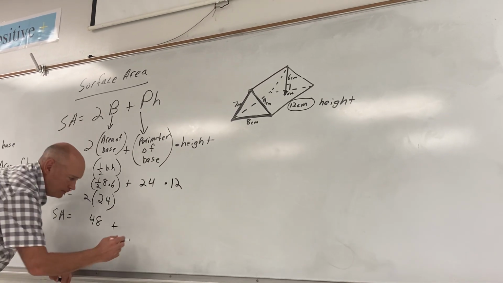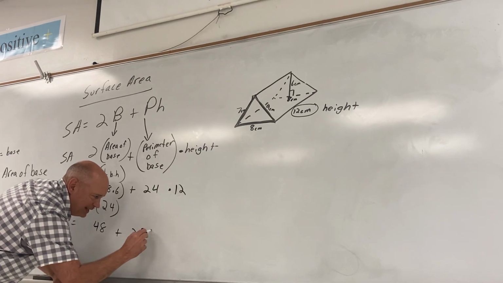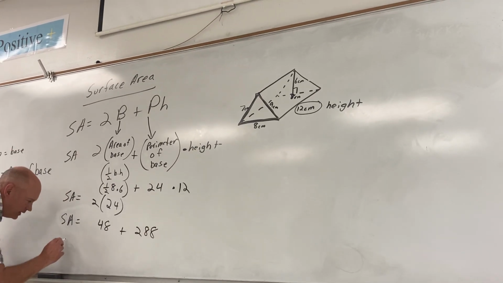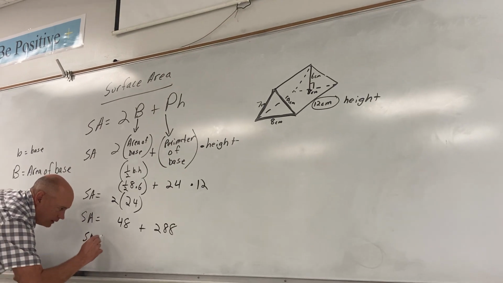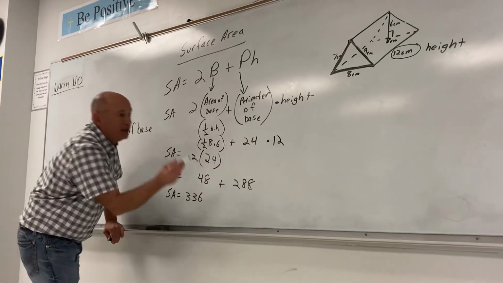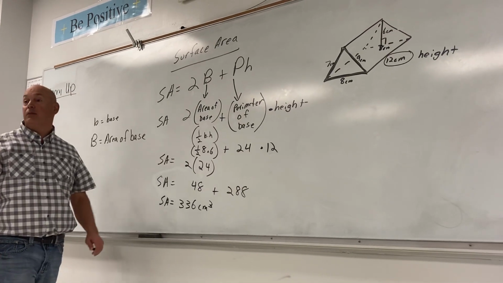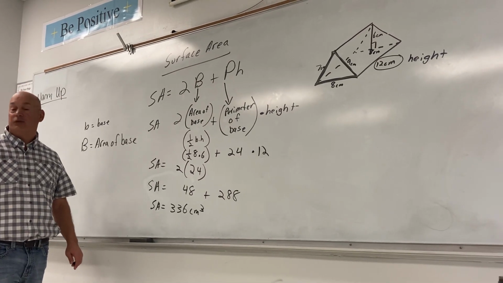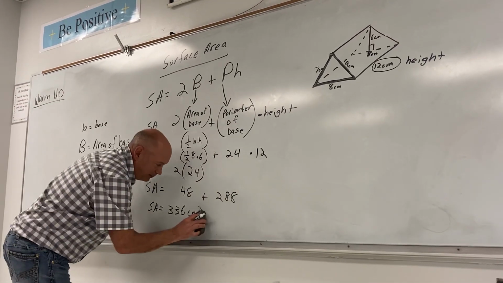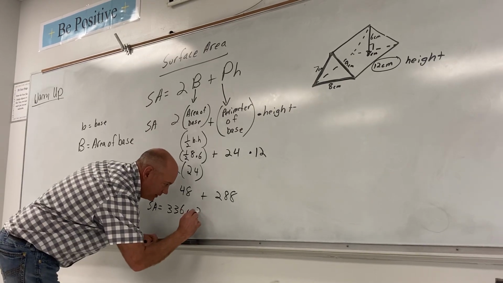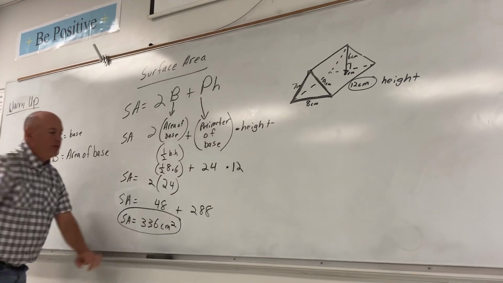Calculator time. 288 and 288. We need to add those two numbers together. What do we get? 336. And we need to put centimeters cubed. No, squared. I went back to volume. It's got to be squared. Any questions on that?